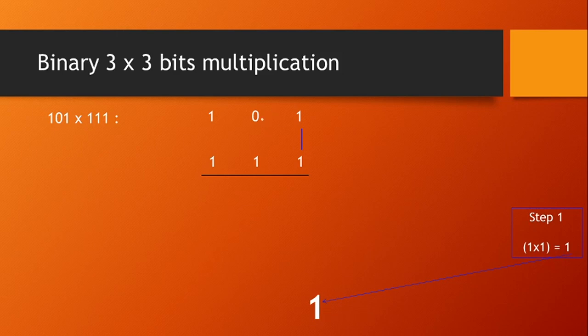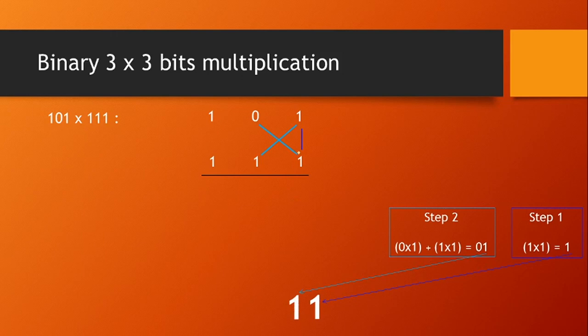We keep this 1 in the result as the first bit. Then in step 2, cross multiplication of the first two bits and their addition. So 0 into 1 plus 1 into 1, that is 0 plus 1, which is 01. 0 is the carry and 1 is the sum. Keep the sum in the result, and the 0 will be carried out to the step 3 addition.